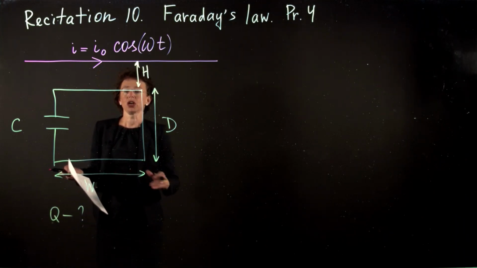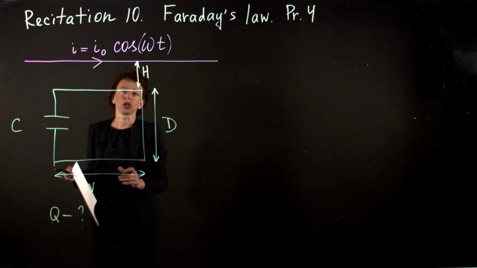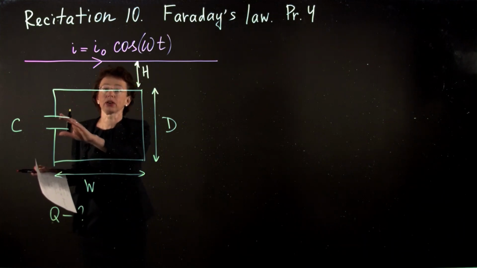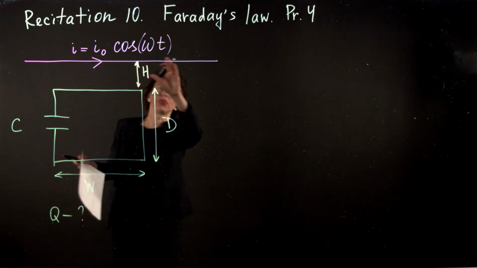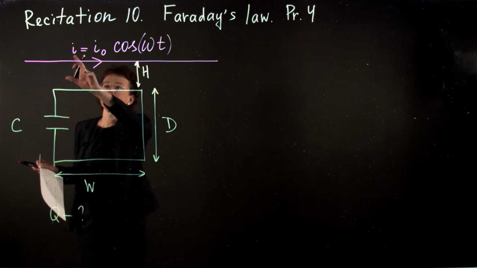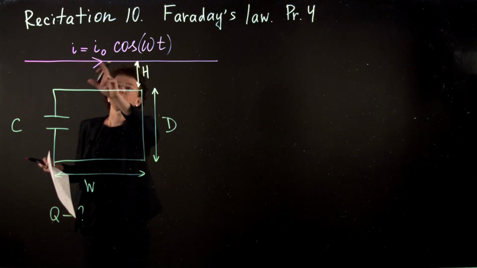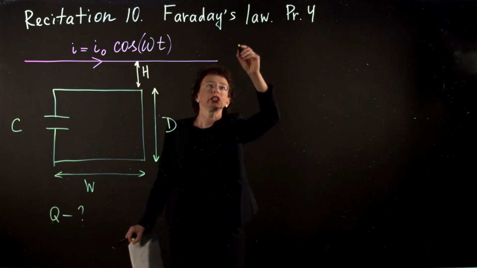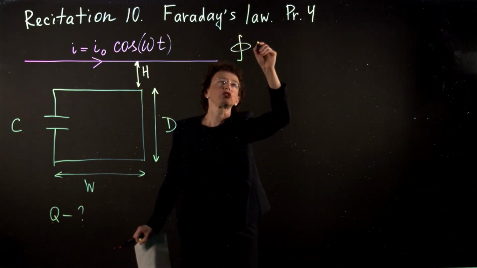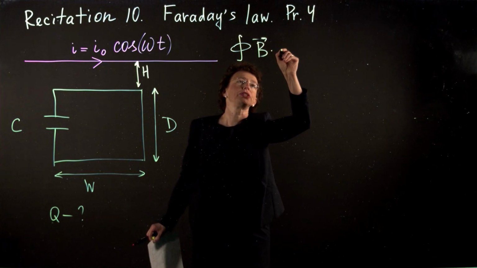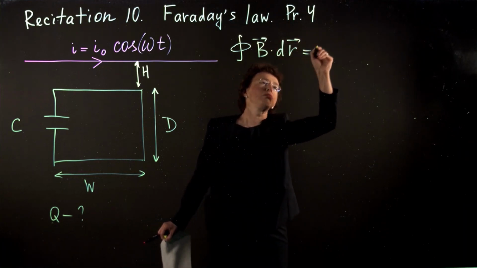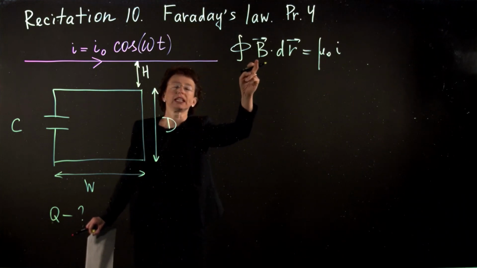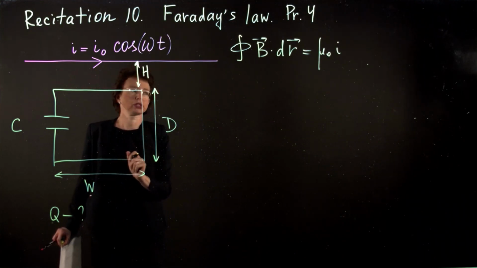First question, which law will we use? So let's think about it. First of all, why will we have current here? Well, we have this wire with current I. This wire with current I will generate the magnetic field, and we will use Ampere's law, integral B dot dr is mu naught I, to figure out what is the magnetic field created by this current.